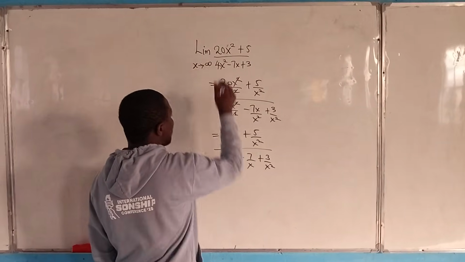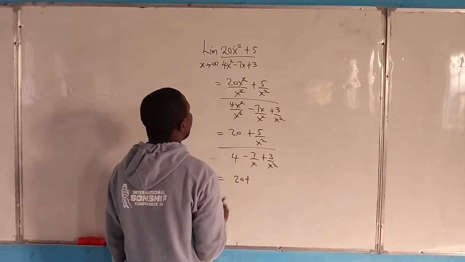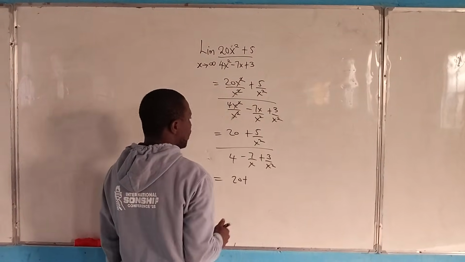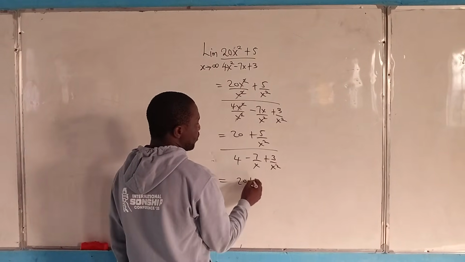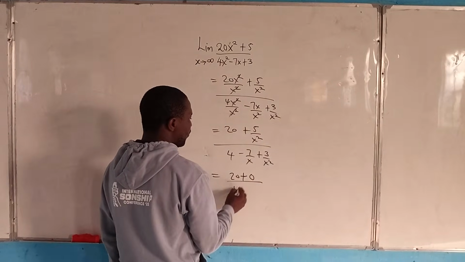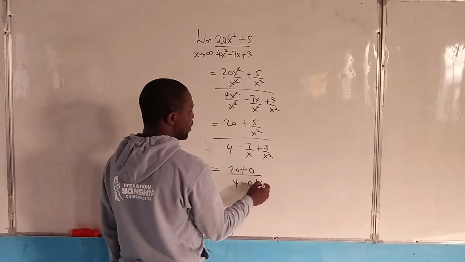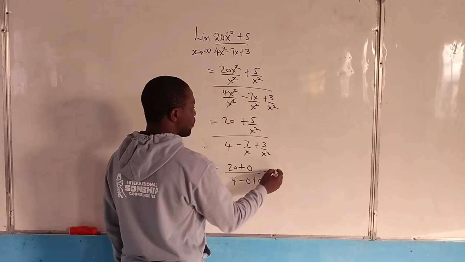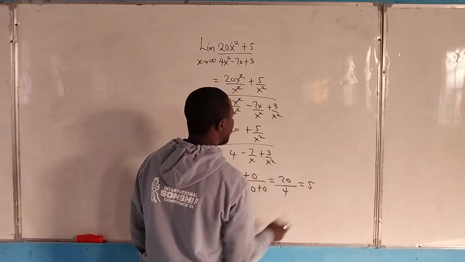We now substitute this. You do that, you have 20 plus 5 over infinity squared. 5 over infinity squared is still 5 over infinity, and that is 0. Anything over infinity is 0. Over 4 minus 7 over infinity is 0, 3 over infinity is 0. So I have 20 plus 0 is 20, divided by 4, which is 5.